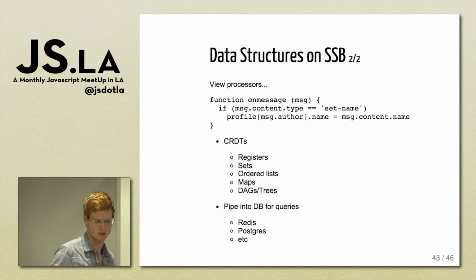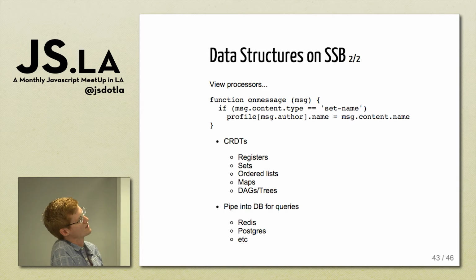Okay. So to get a more concrete idea of this, that's a view processor up on the top. You're going to pipe the stream of messages into that function, and then it's going to update state in some way, right? So in this scenario, we're creating profiles for each other, and each time you see a message that sets the name, we update the profile, right? Now, there's two broad ways you can work with that. One is to build CRDTs, which I'm not going to get into right now, but it's a form of distributed data structure that you can build on top of it.